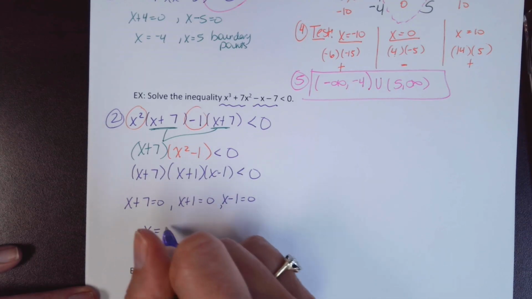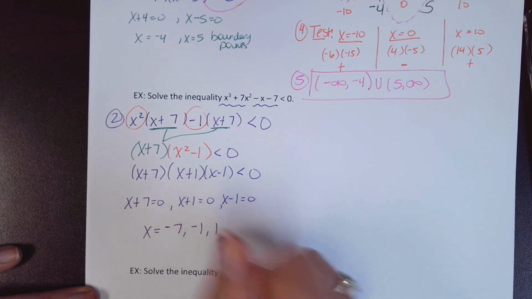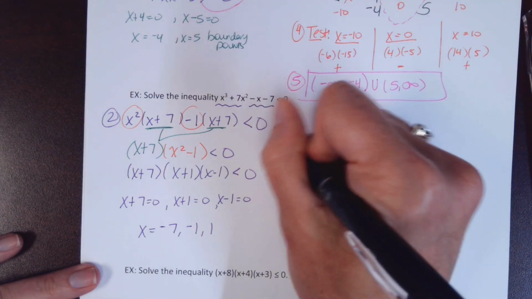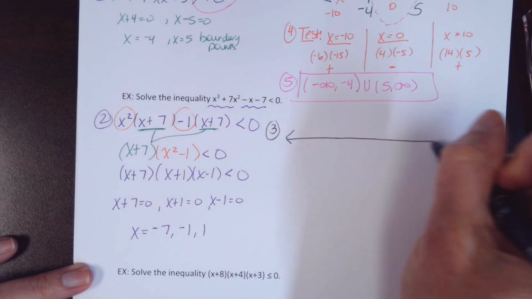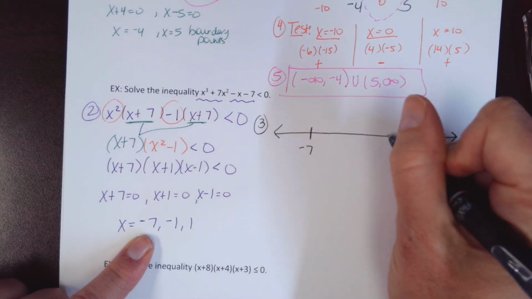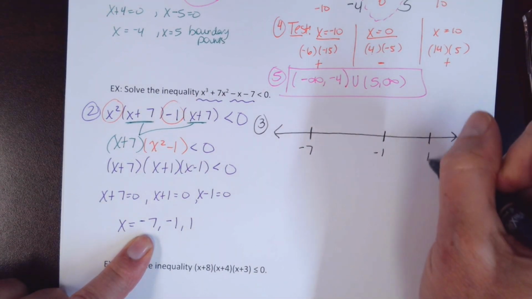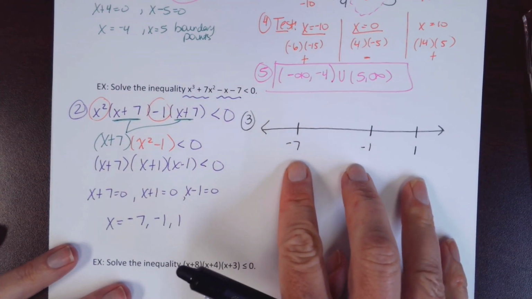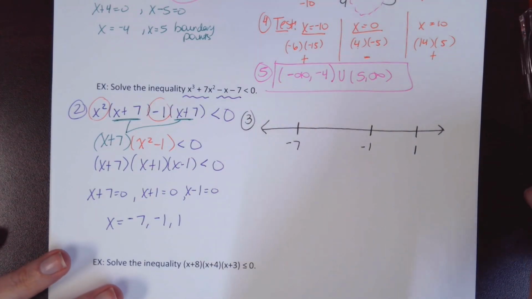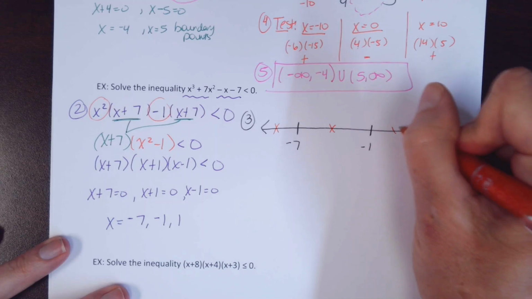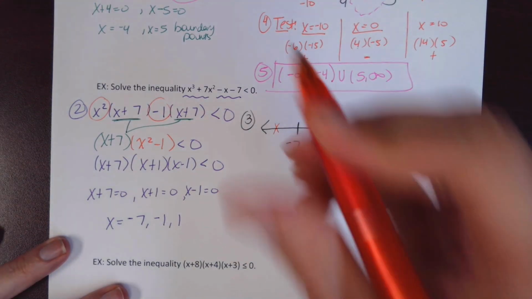So I've got boundary points at -7, -1, and +1, which leads me to my third step where I set up my number line, and I need to put these in order from least to greatest. I'm not really worried about spacing, I just want to make sure I've got them in the right order. I put 3 boundary points on my graph. That gives me 1, 2, 3, 4 intervals to test.